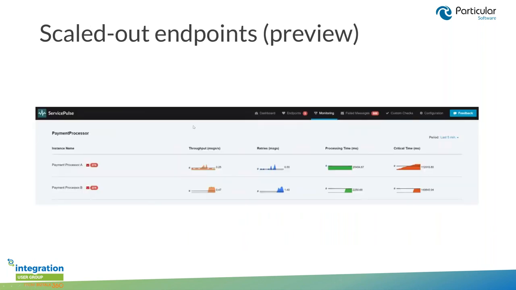And this is a quick preview of the next version of the service pulse, where not only will you be able to see each endpoint or its instances, if it's a scaled-out endpoint, but also have an indication of what's actually happening. For example, if I look at the payment processor A, I can see that my critical time is going up. And critical time within a service bus is the definition of the time since the message was sent until it's successfully processed.